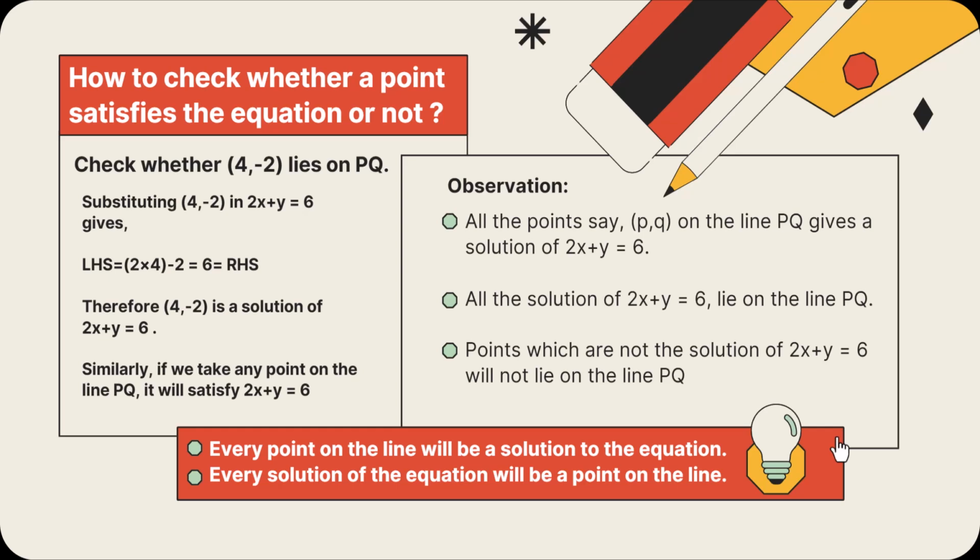You can also put the values in the equation and check. LHS equal to RHS means it's a solution. So you can check in the graph, or you can satisfy the equation and check. All the points, say P, Q on the line PQ, give a solution of 2x + y = 6. All the solutions of 2x + y = 6 lie on the line PQ. Points which are not solutions of 2x + y = 6 will not lie on PQ. So it's simple logic. Every point on the line will be a solution to the equation. Every solution of the equation will be a point on the line. That's what we understand, right?